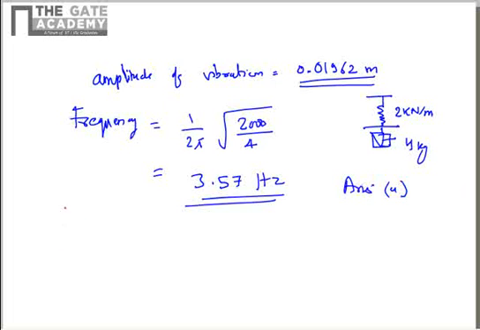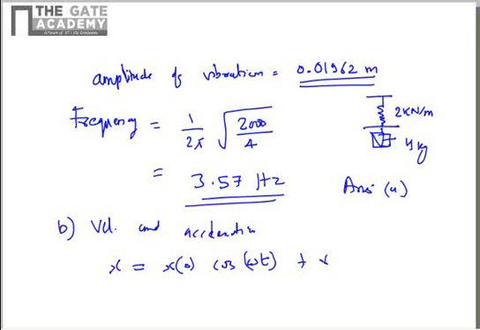Now we come to part B of the question, where it is asked to find the velocity and the acceleration at mid position. So for that we have to find our equation of motion. It will be simpler if we do that. So x is equal to initial displacement cos omega t plus initial velocity at 0 divided by omega sine omega t. So this is the general equation.